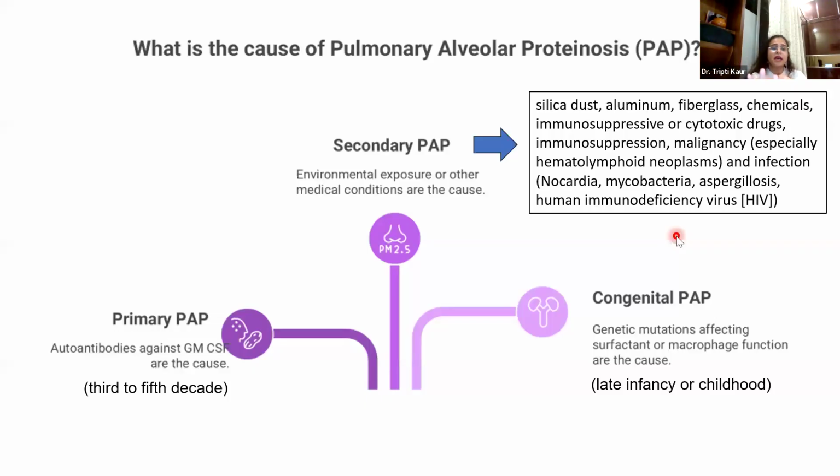So if a patient has presented with PAP in the 3rd to 5th decade, auto antibodies for GM-CSF have to be done. Okay, because it's like an autoimmune condition here. Then you can have it in late infancy or childhood, which is congenital PAP, and for secondary PAP, you need to rule out silica, dust, aluminium, fiberglass. You can just write exposure history, that's all, and infection.